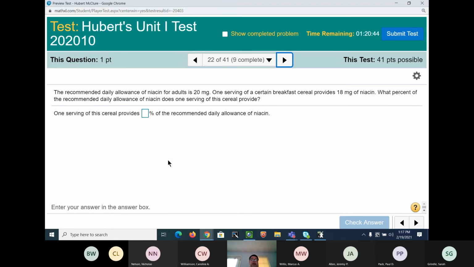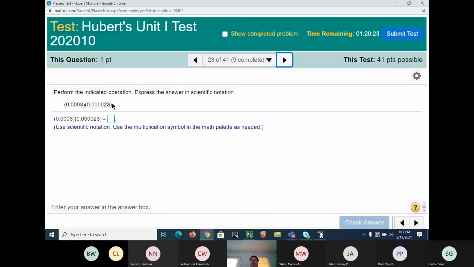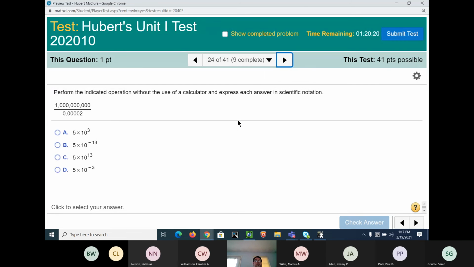The recommended daily allowance, blah, blah, blah. One serving of certain breakfast cereal provides blah, blah, blah. What percent? Okay, so there is a percent over 100. Okay, so that's a sentence problem. Scientific notation.